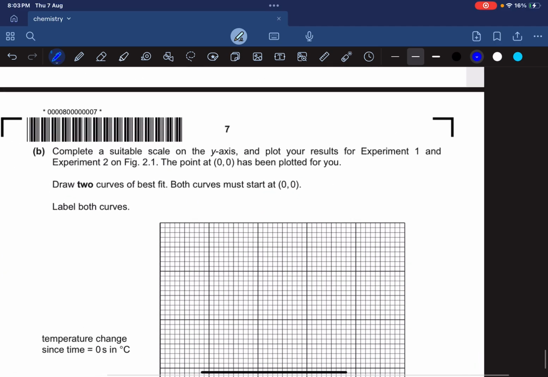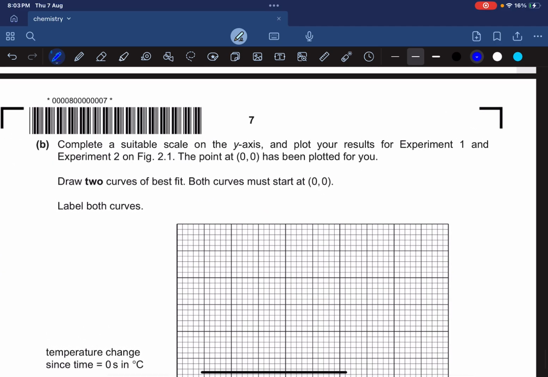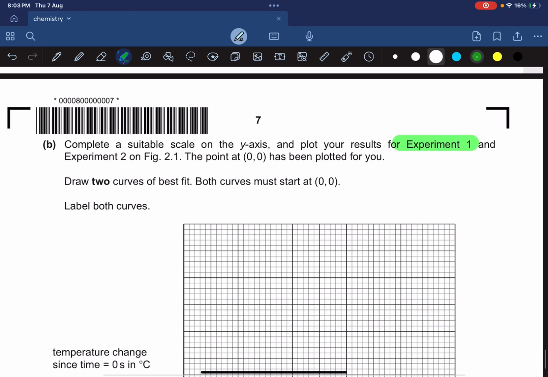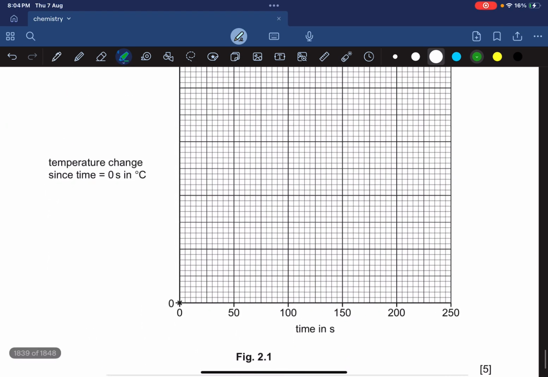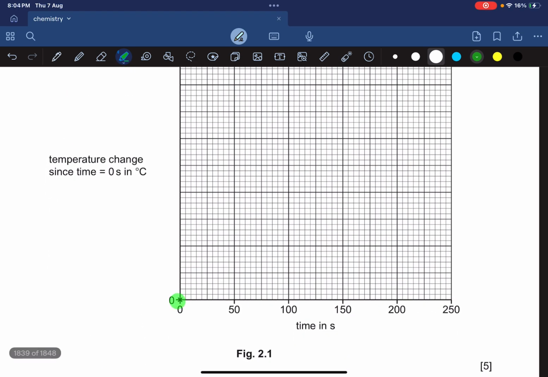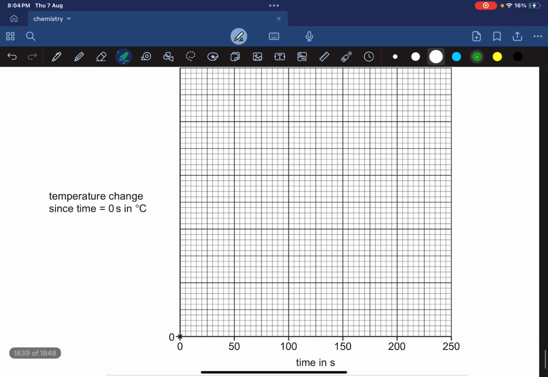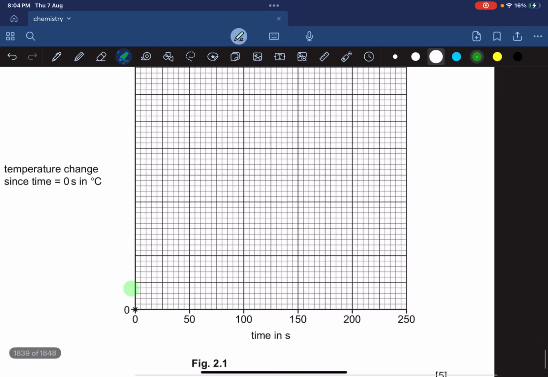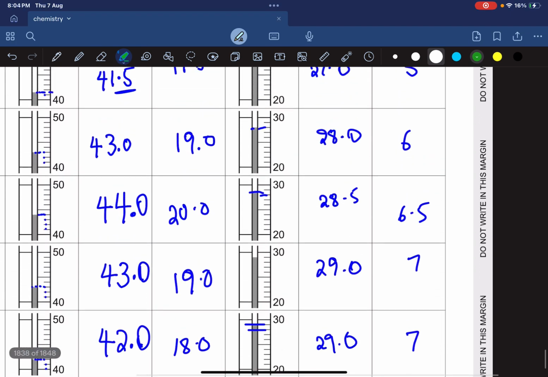Now we have to complete a suitable scale on the y-axis and plot the results for experiment 1 and experiment 2 in figure 2.1. The point at 0, 0 has been plotted. So that means we have to start the axis from 0, 0. We have to draw two curves of best fit, and both curves must start at 0, 0. So we have to start from this point, and we have been given the time, and we have to figure out the temperature change, and we have these kind of values.